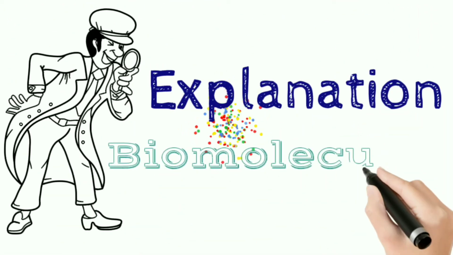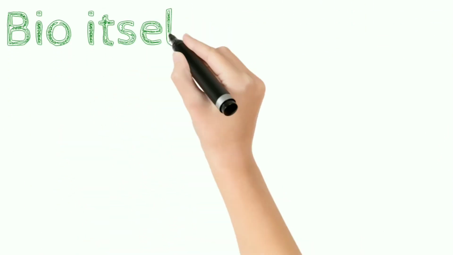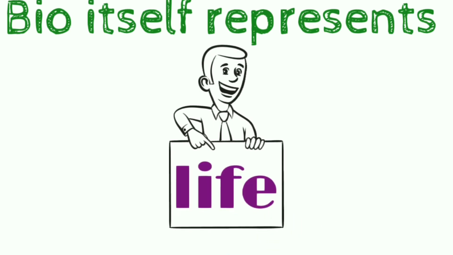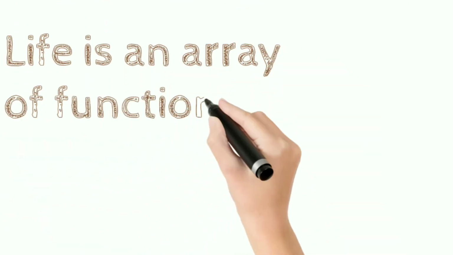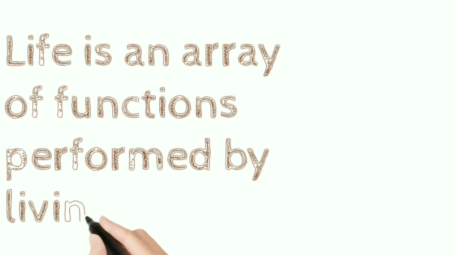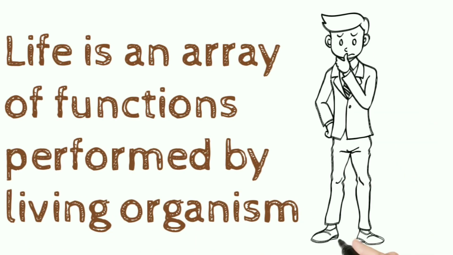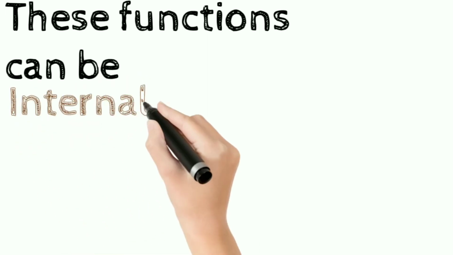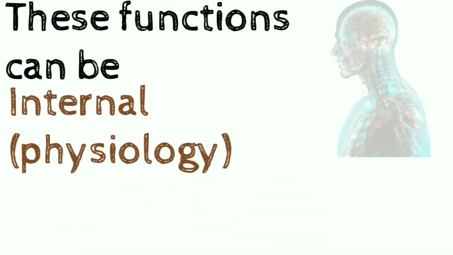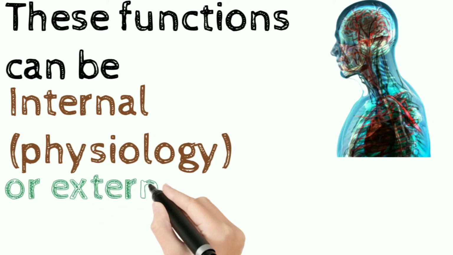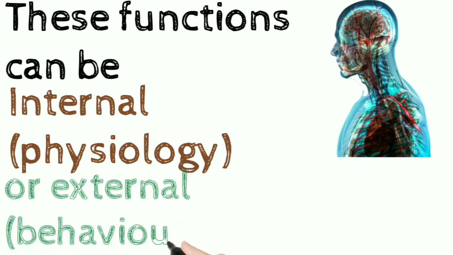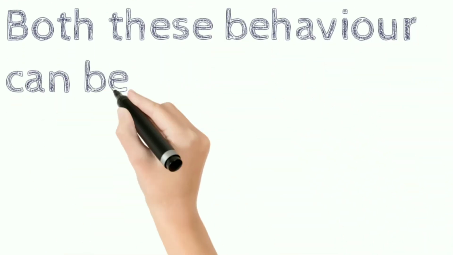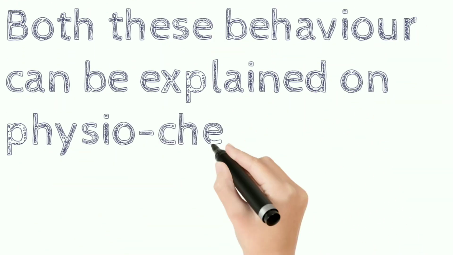Explanation: biomolecules. Bio itself represents life. Life is an array of functions performed by a living organism. These functions can be internal, physiology; external, behavior. Both these behaviors can be explained on a physicochemical basis.